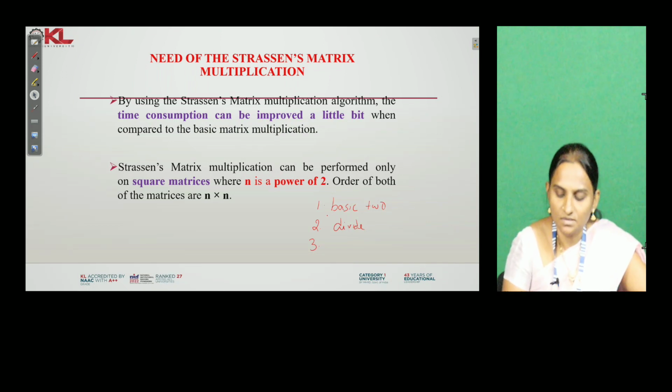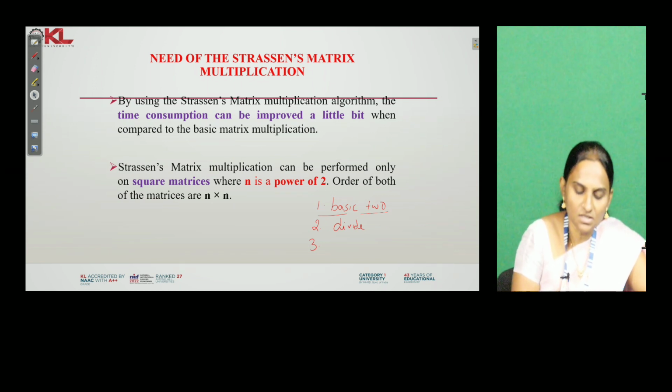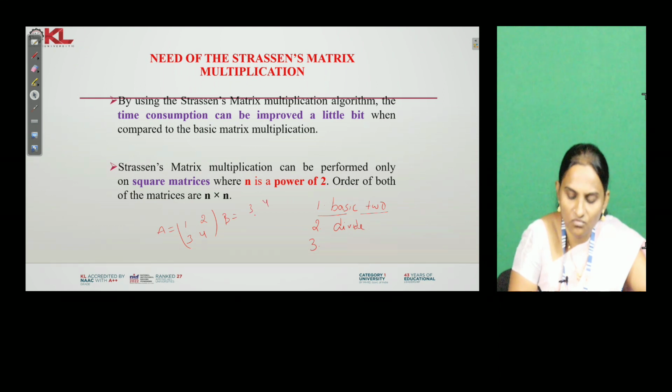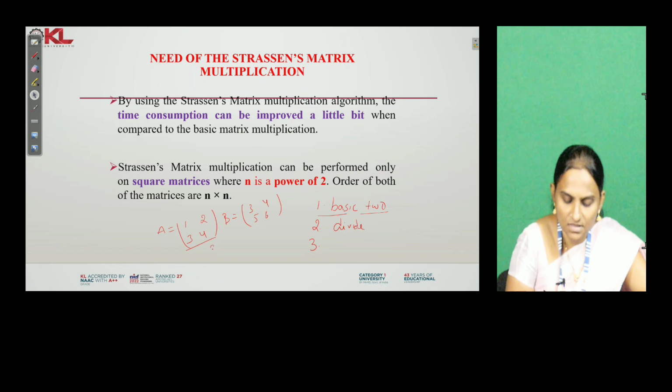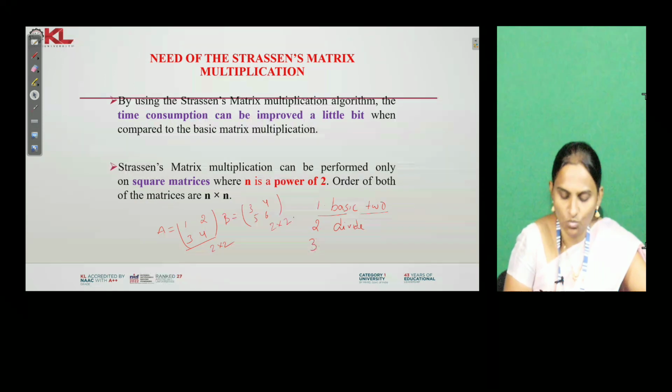So first is how to multiply two matrices. What is the basic matrix multiplication? Generally, for example, A equals 1 2 3 4 and B equals 3 4 5 6. The order of A matrix is 2 by 2, and the order of B matrix is 2 by 2.